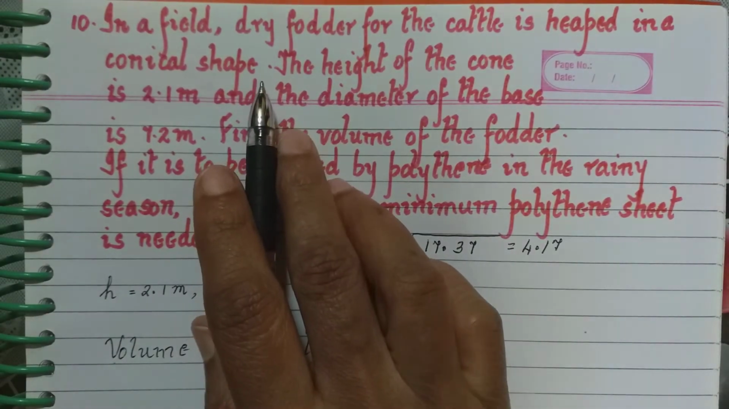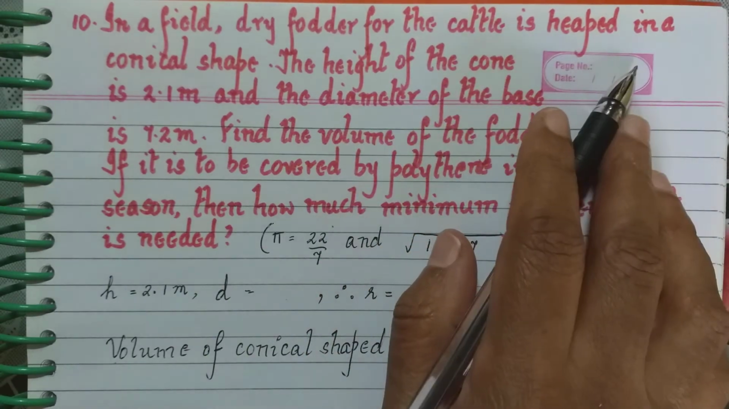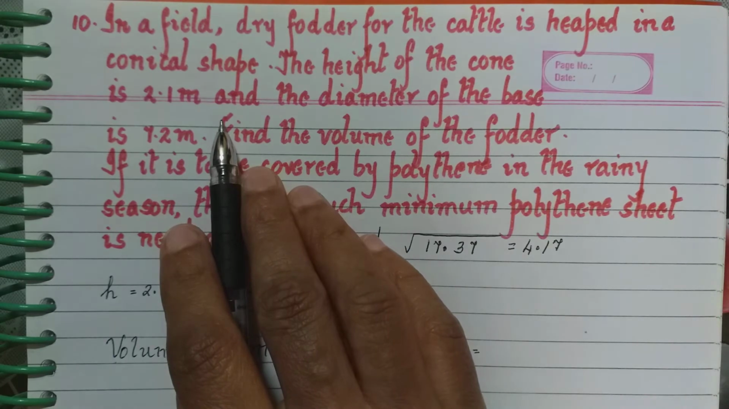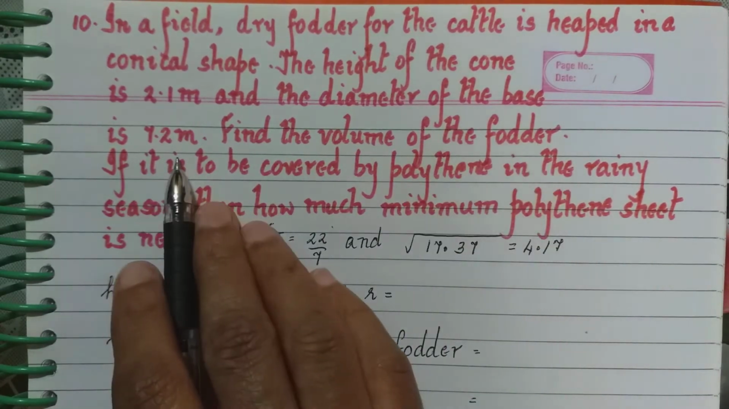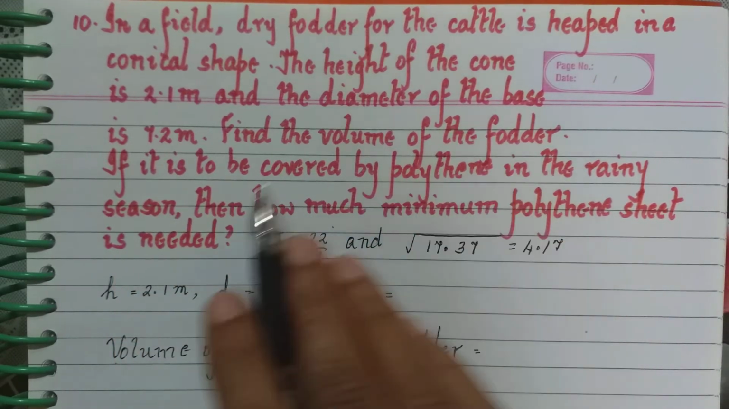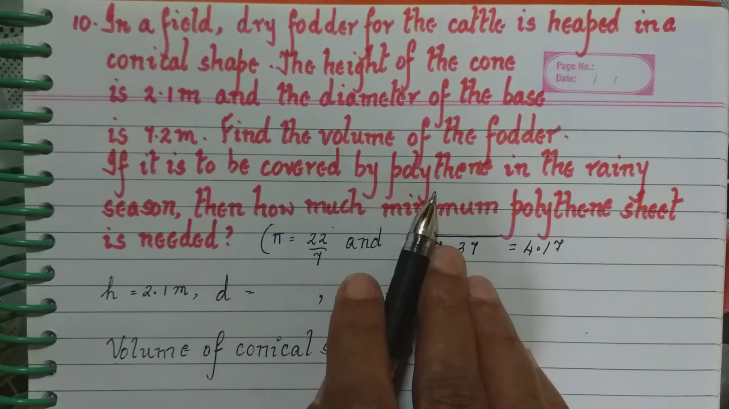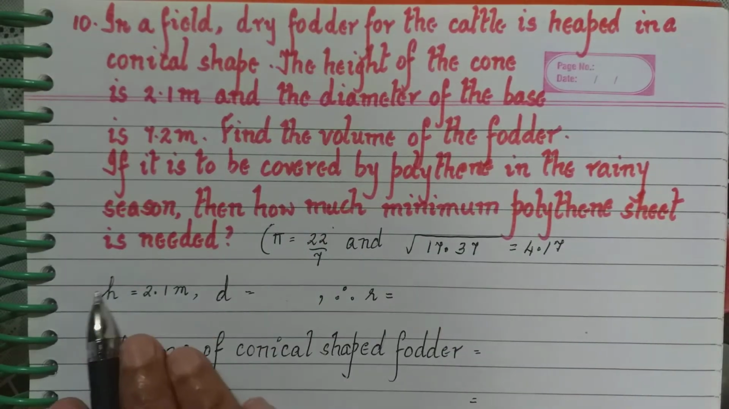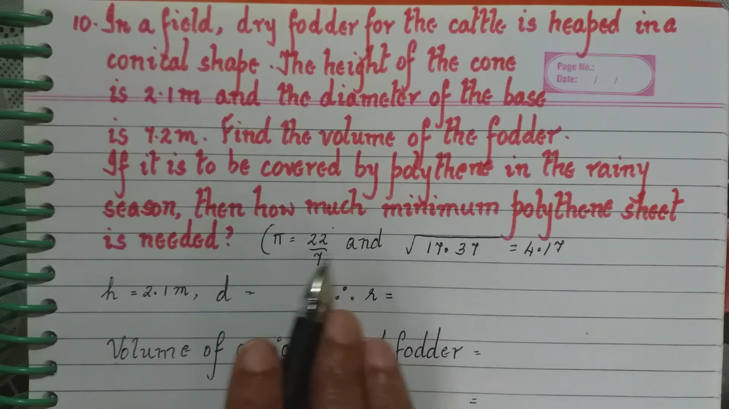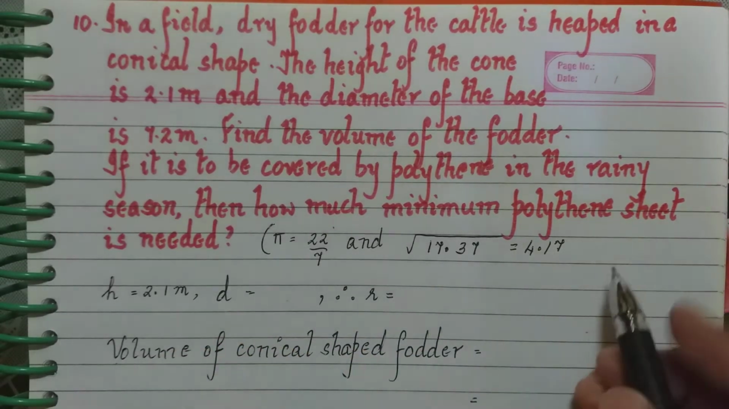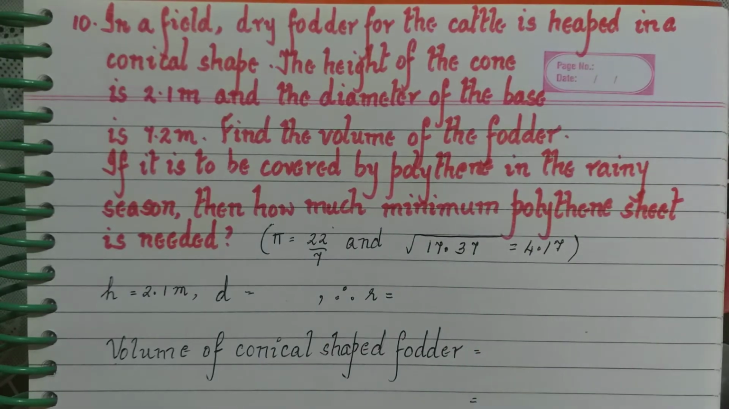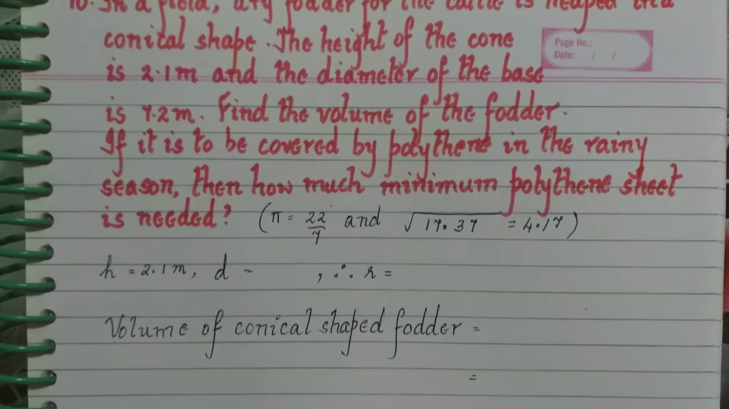Going to the 10th question. In a field, dry fodder for the cattle is heaped in a conical shape. The height of the cone is 2.1 meter and the diameter of the base is 7.2 meter. Find the volume of the fodder. Also they have asked, if it is to be covered by polythene in the rainy season, then how much minimum polythene sheet is needed. They have given the value of pi and also given us the value of root 17.37, which is 4.17.